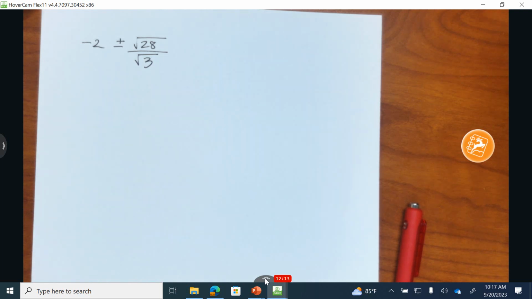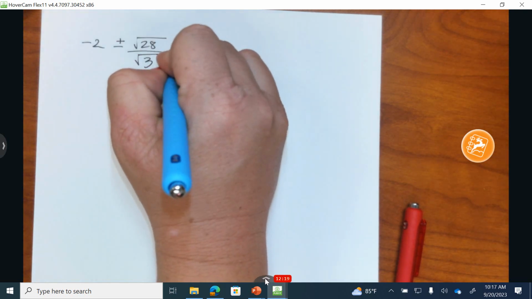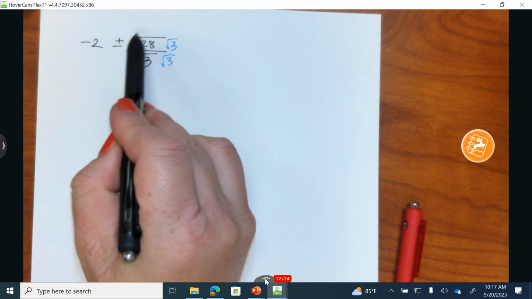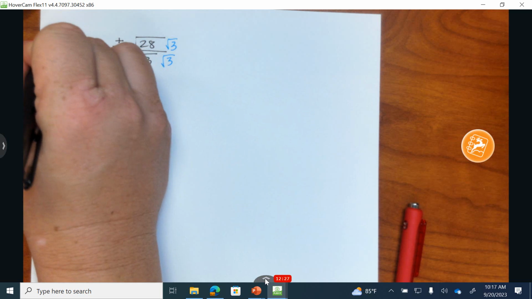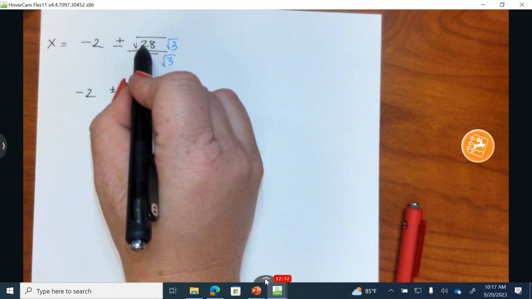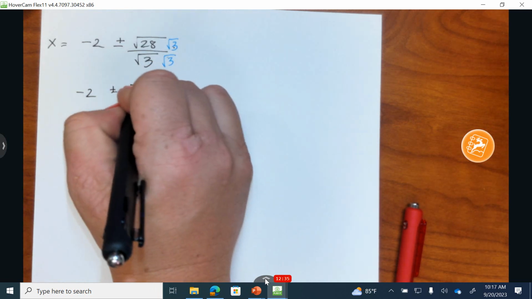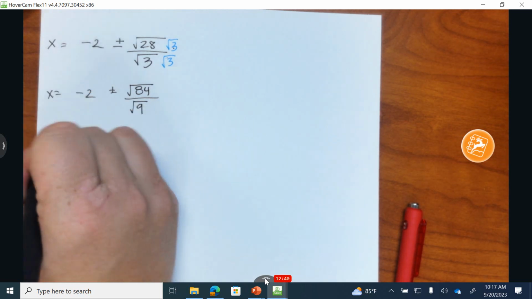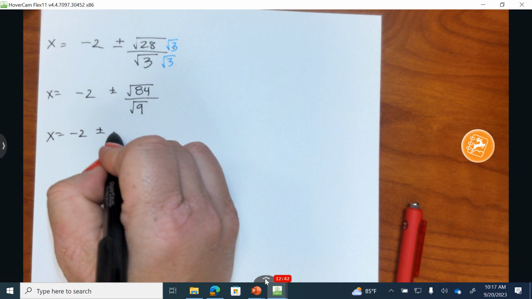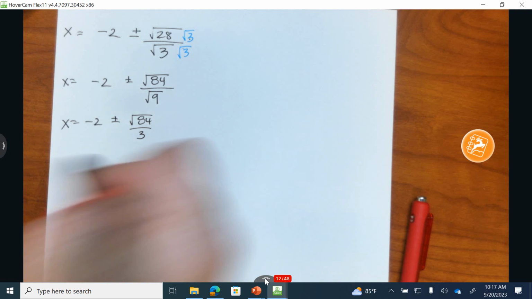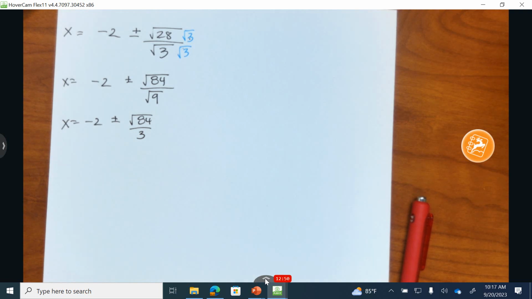We do not want to leave any final answer with a radical on the bottom. So to rationalize the denominator, I'm going to multiply both the top and the bottom of this second part of the solution by the square root of 3. So 28 times 3 is 84, so I have the square root of 84. 3 times 3 is 9, so I know the square root of 9 is 3.